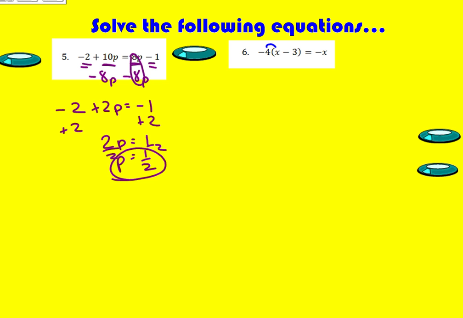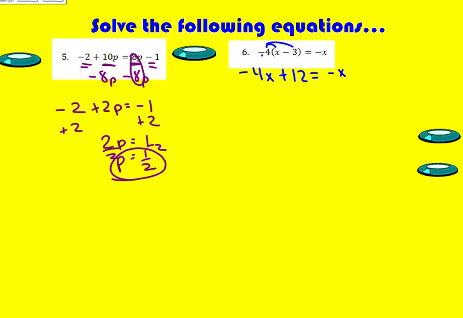So negative 4 times x minus 3, so it's going to be negative 4x. When I take this negative through, notice I bring the negative with it. When I take that 4 through, I bring the negative with it. That's why it's negative 4x. Then it becomes positive 12 equals negative x.